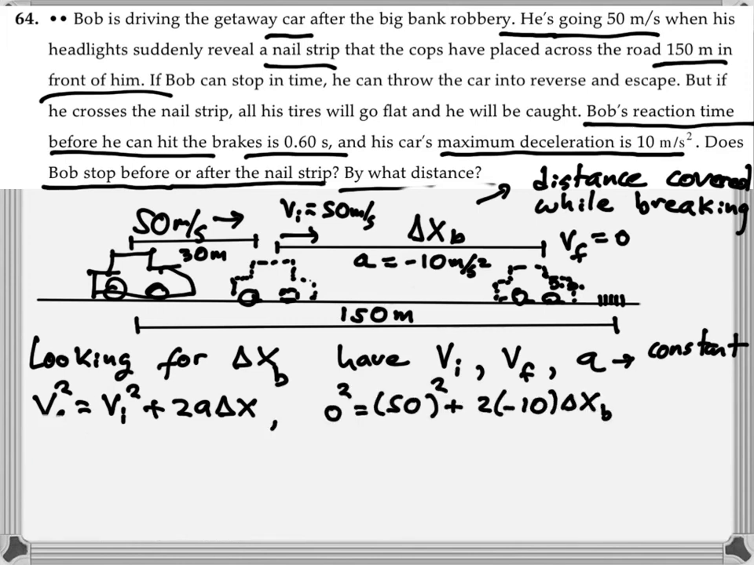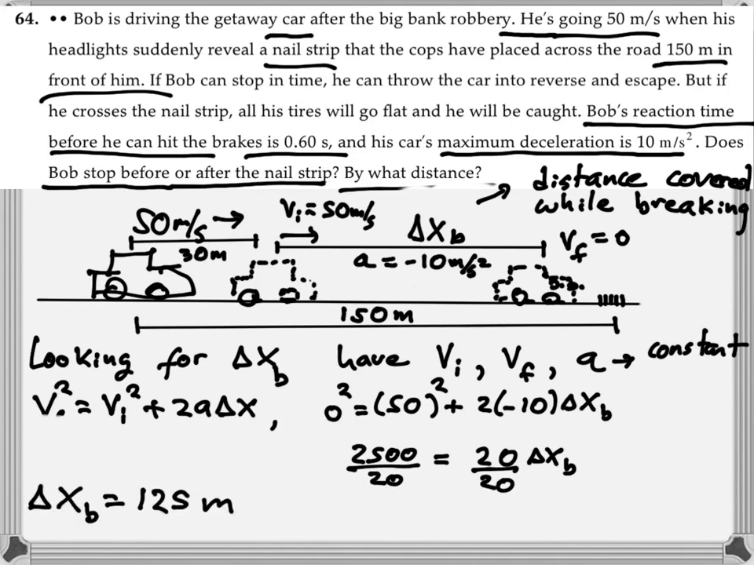So we're going to just replace. The final velocity is 0, the initial velocity is 50, the acceleration is minus 10, and the distance is what we're looking for. From this equation we get the distance that it takes the car to stop. 50 squared is 2500. We move that to the other side, change the minus sign on both sides of the equation, divide by 20, and we get that the distance traveled while braking is 125 meters.